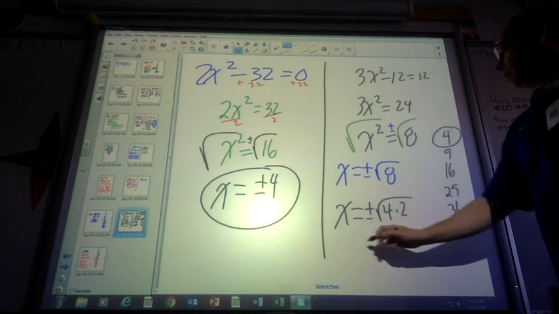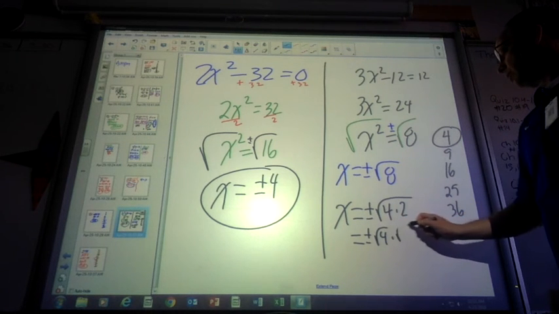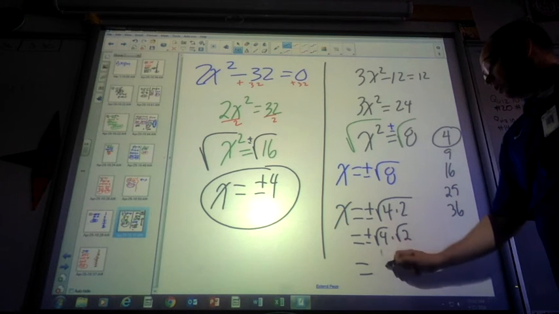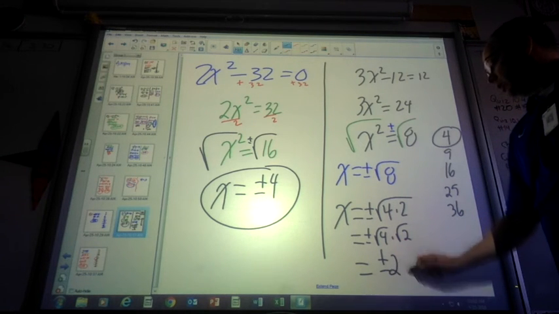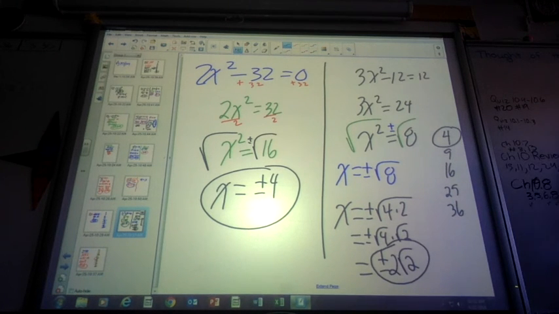8 is 4 times 2, which is the same thing as plus or minus square root 4 times square root 2. Square root of 4 is? Square root of 4 is 2. So I get 2 square root 2. There's my answer. I have 2 answers. It has a radical with it. That's okay. That's an exact answer.